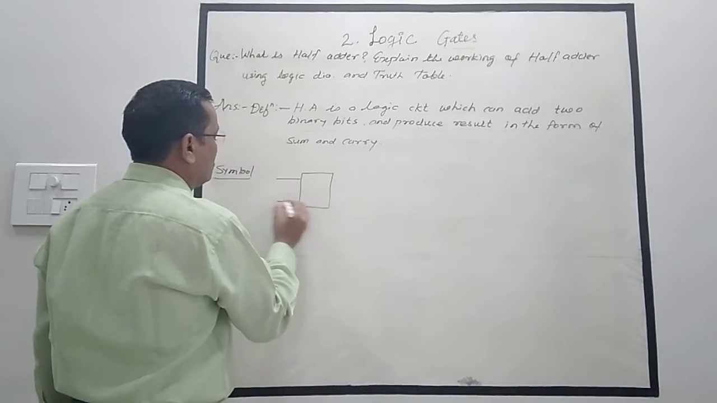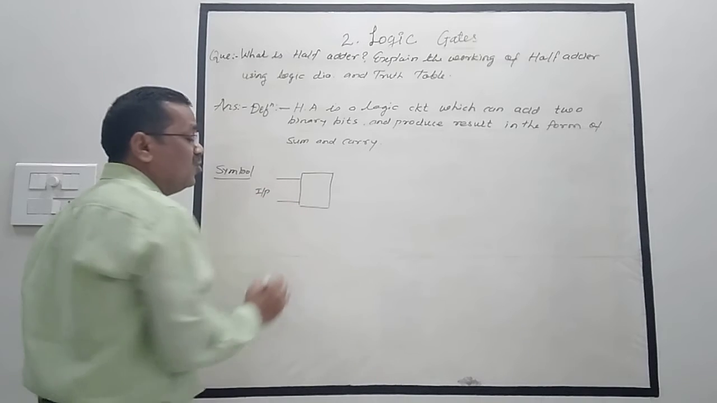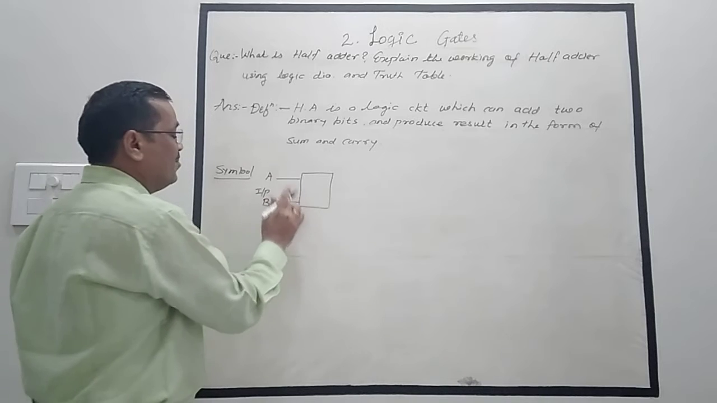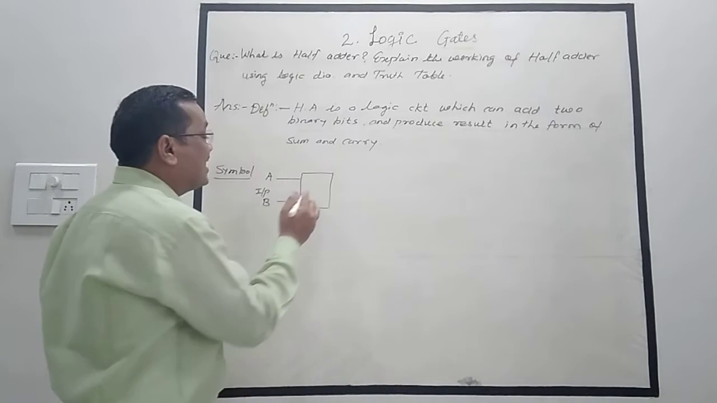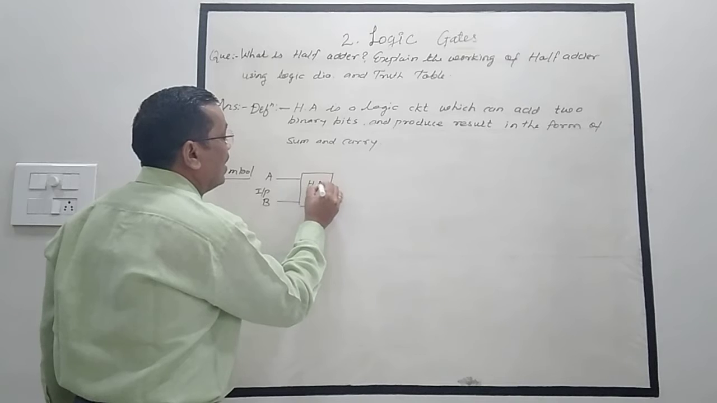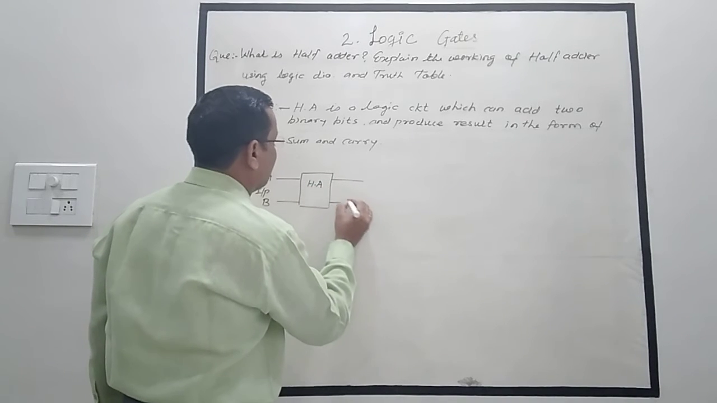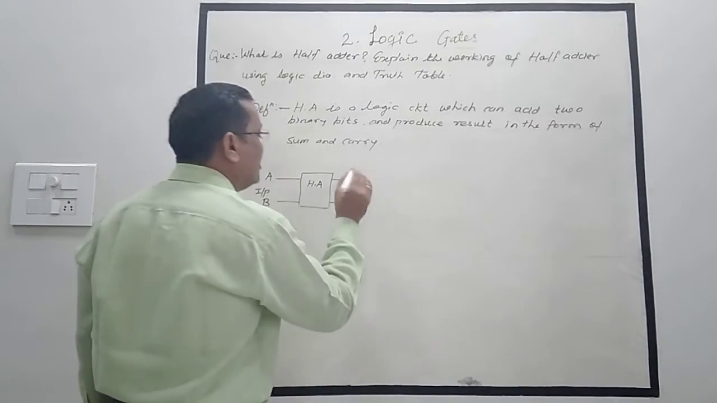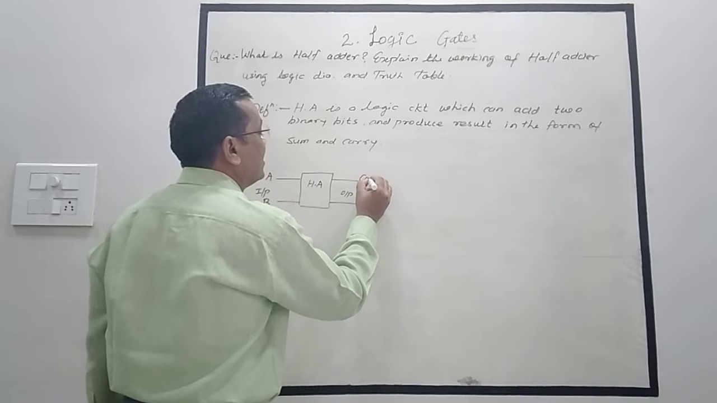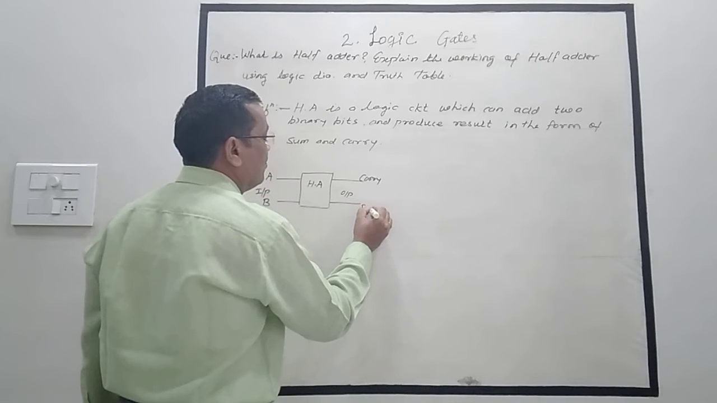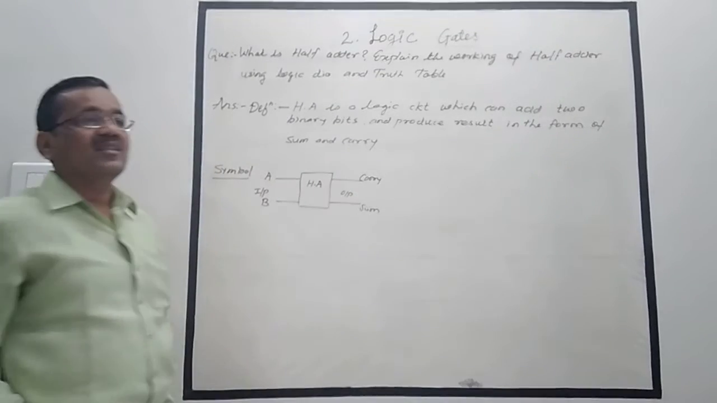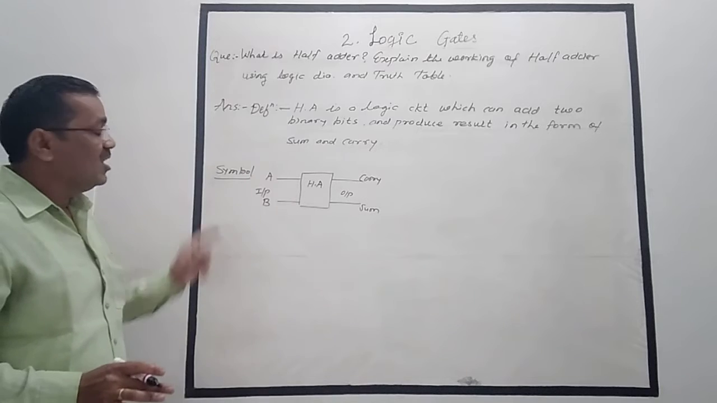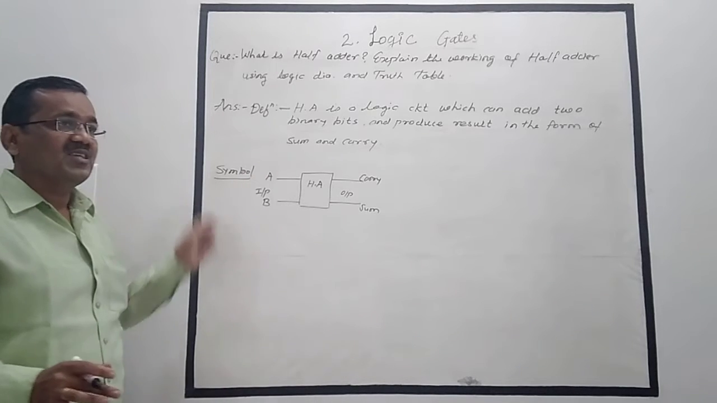These are the two inputs, two binary bits, A and B. A and B are the two binary bits that can be added and produce a result in terms of carry and sum. So sum and carry are the outputs of this half adder. Inputs are A and B. So this is the logical symbol.